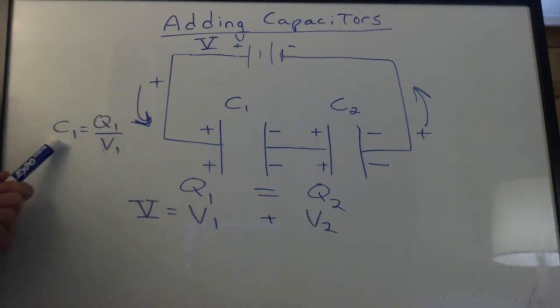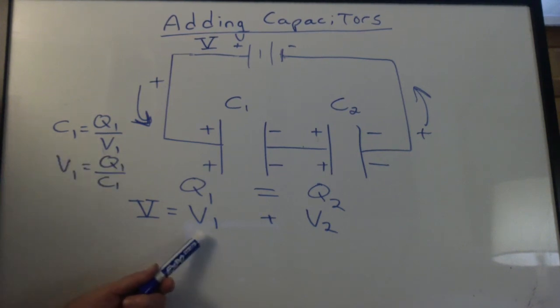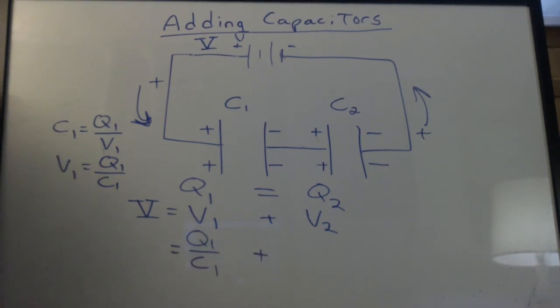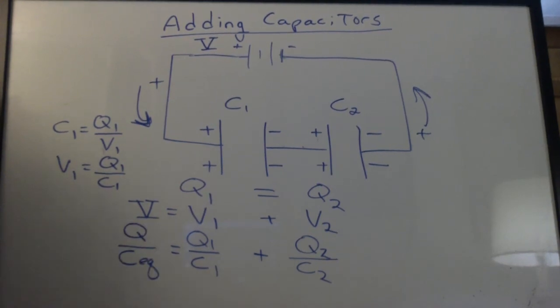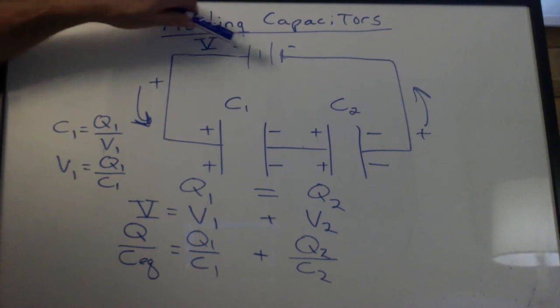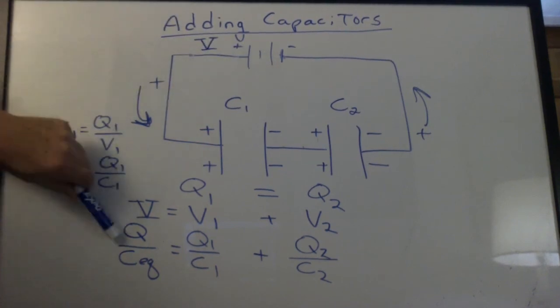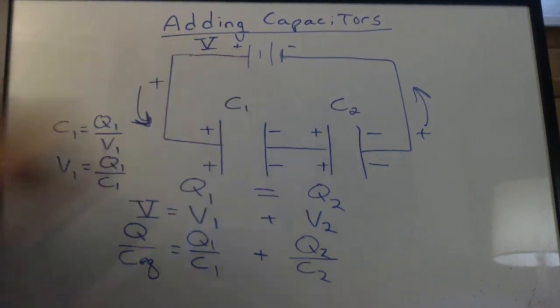And going back to C1 equals Q1 over V1, we can say that V1 is Q1 over C1. And we can do the same for V2. We can even do the same for the total voltage and say it's the total charge over the equivalent capacitance. But the total charge that flows out of the battery, if we call that Q, that's equal to Q1, which is also equal to Q2. They all cancel.